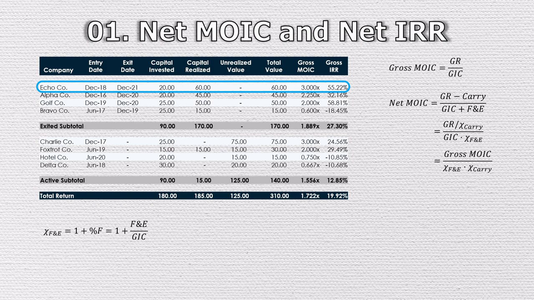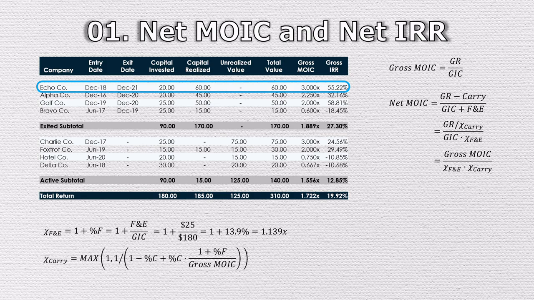Here, let us say that F&E is $25 million, so percent F will be 25 over 180, which is 13.9%, and the fund's F&E multiplier is 1.139. The carry multiplier is equal to this expression right here. It looks pretty complicated, but it's easy to plug into a calculator or into an Excel spreadsheet. Max just sets the minimum to 1, so there's no negative carry, and then all we need is the carry rate, which is usually 20%, percent F that we calculated earlier, and one of the gross multiples that we can pull from the table above.